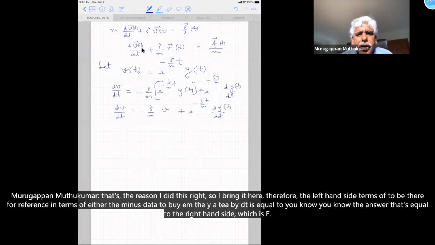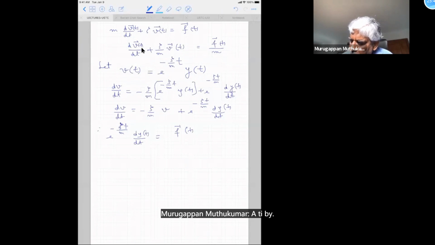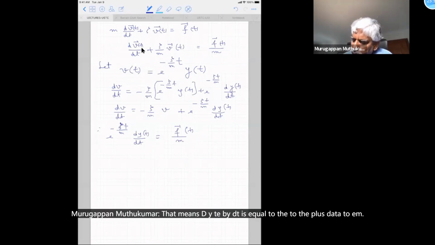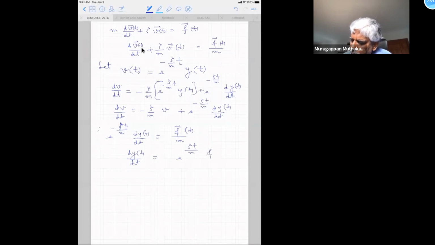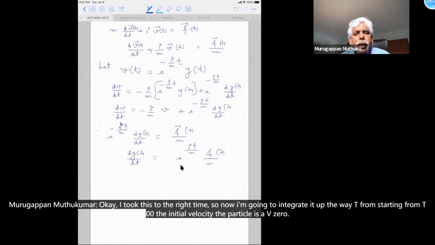Therefore, the left-hand side turns out to be e to the minus zeta t by m, d y(t) by dt, is equal to, you know the answer, the right-hand side, which is f(t) by m. That means d y(t) by dt is equal to e to the plus zeta t over m times f(t) by m. Okay, I took this to the right-hand side.